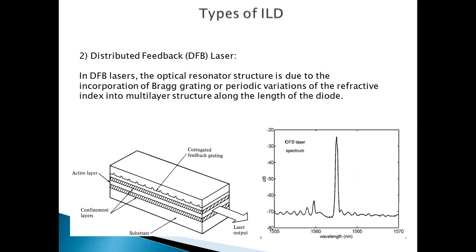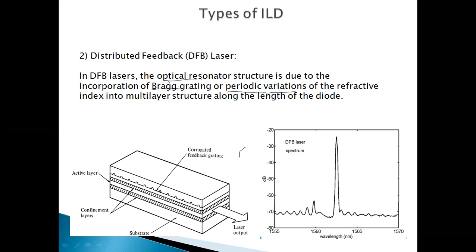The second type of laser diode widely used in communication is the distributed feedback, or DFB, laser. For DFB lasers, the optical resonance structure is due to the incorporation of a Bragg grating, or periodic variations of the refractive index in a multilayer structure along the length of the diode. In this diagram of the distributed feedback laser diode, we can see the active layer and the confinement layers, and note that there is a corrugated feedback grating.